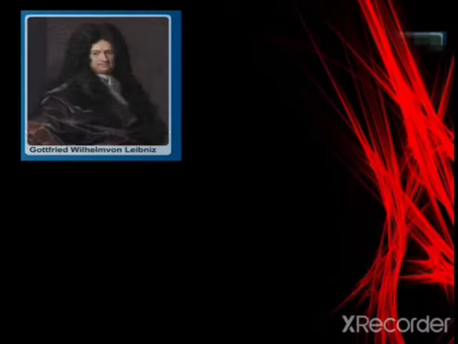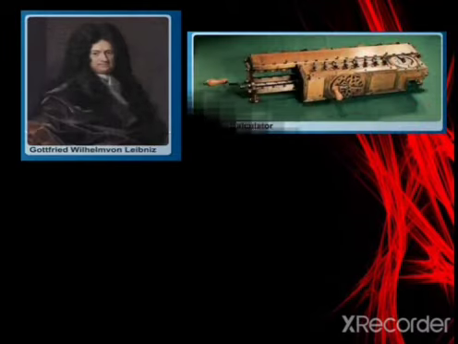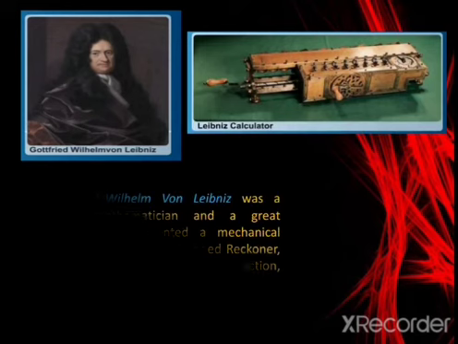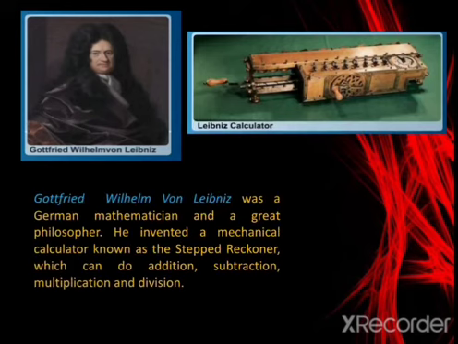Gottfried Wilhelm von Leibniz was a German mathematician and a great philosopher. He invented a mechanical calculator known as the stepped reckoner, which can do addition, subtraction, multiplication, and division.